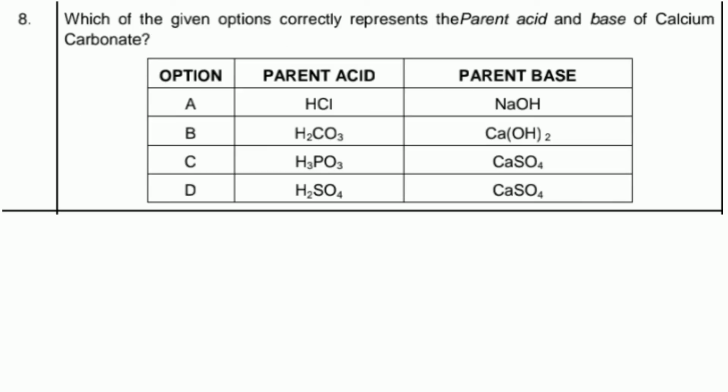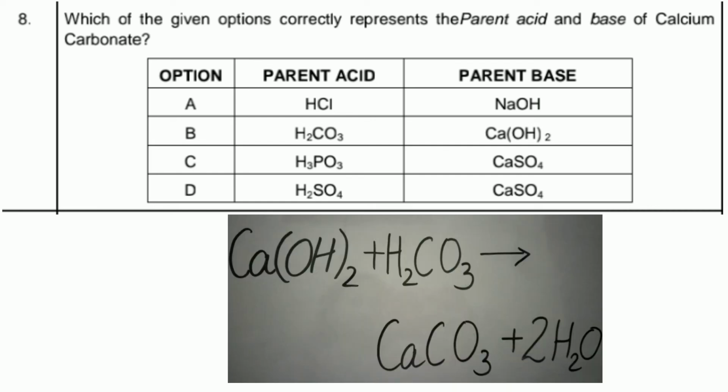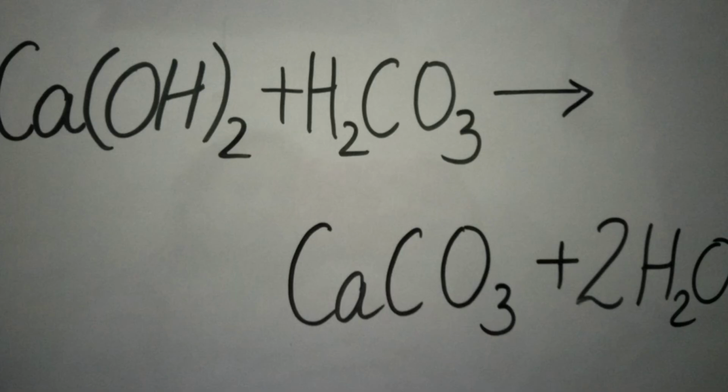Question number 8 is, which of the given options correctly represents the parent acid and base of calcium carbonate? The product is calcium carbonate and we have to find out the reactants. So the parent acid must contain carbonate and the parent base must contain calcium. So option B is correct. The parent acid for calcium carbonate is carbonic acid, and the parent base for calcium carbonate is calcium hydroxide.